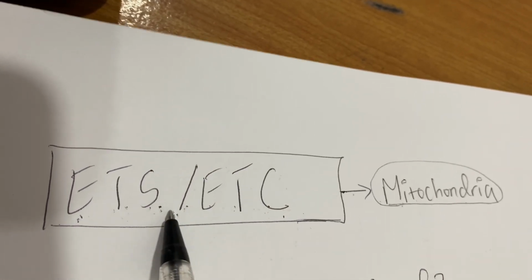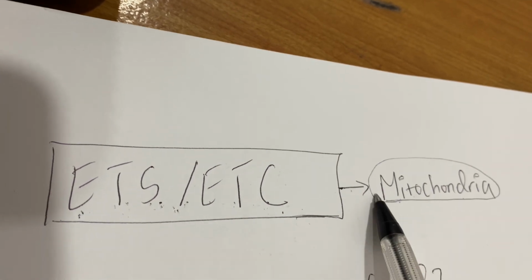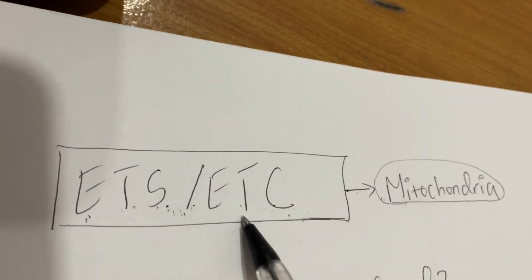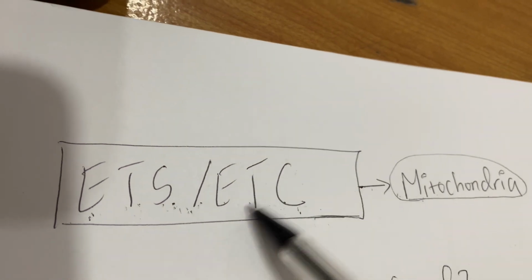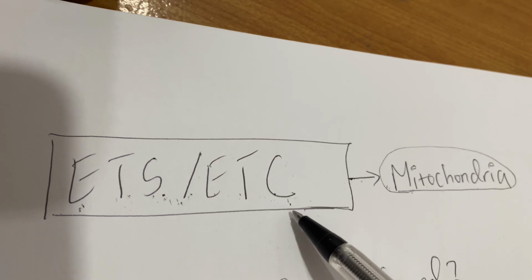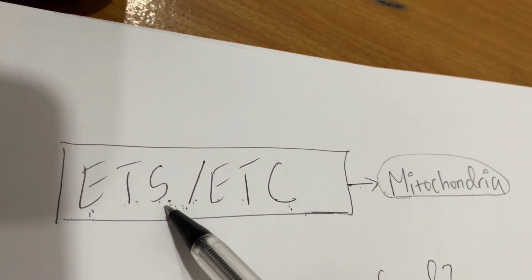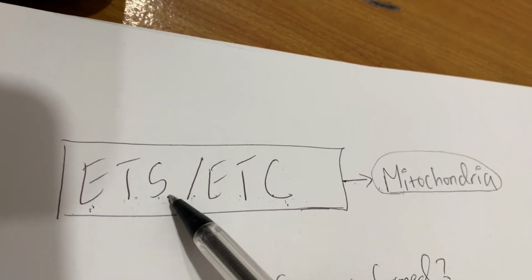Let us now learn the operation of electron transport system in the mitochondria. Electron transport system can also be called electron transport chain. But before you get down with their mechanism or operation, it's very important to get familiar with the system first. And if you know the system, you can excel at their mechanism.